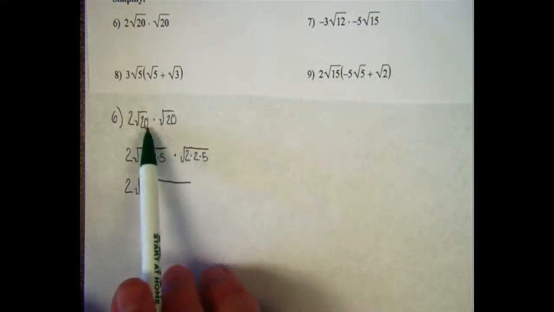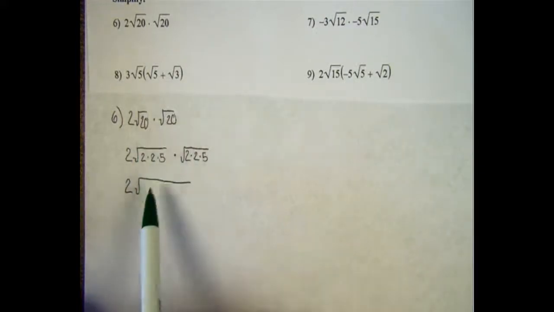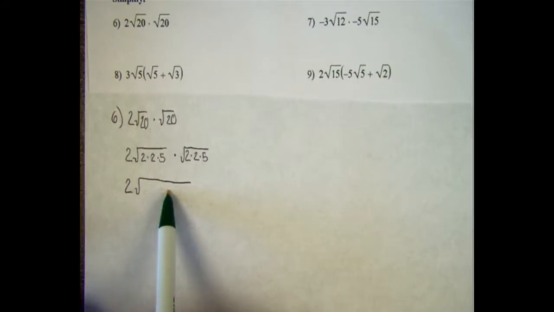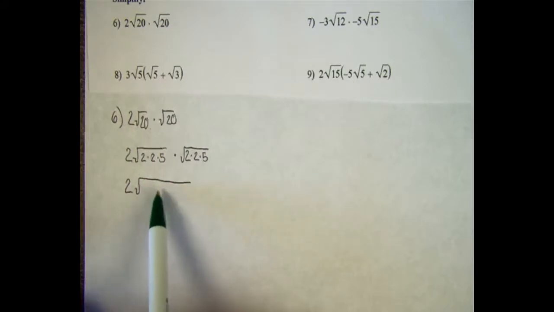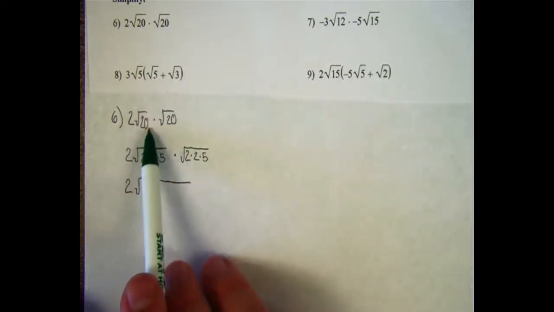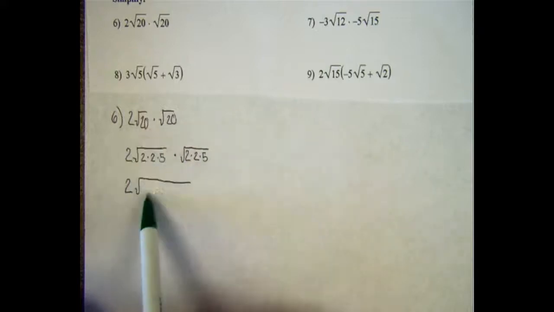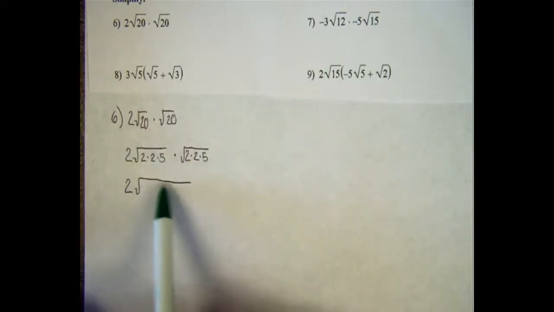Normally, all I'm really doing here is taking 20 times 20, and so this is going to be 400. But we're going to need to simplify that radical. We don't want to leave it as just the square root of 400. We want to simplify it. So again, all I'm doing is I multiply the coefficients and then I multiply the radicands, and that gives me the first part of my answer.